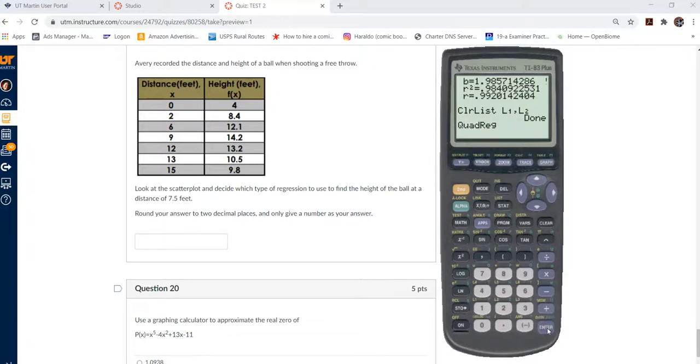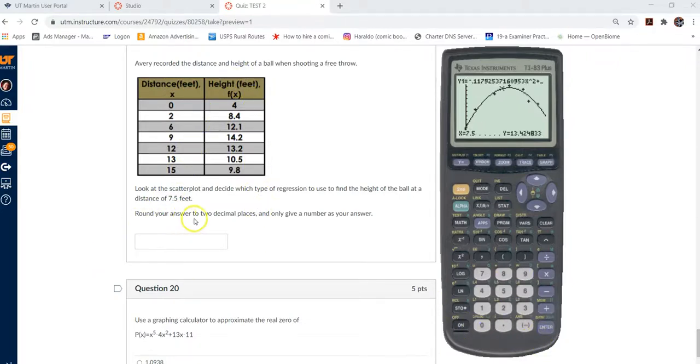And just press enter because the default is list 1 and list 2. So y equals, press vars, go there, then go to there, then enter. Okay, so now I want a second trace, and I want to get a value. Okay, and so when x is 7.5, what is the height?